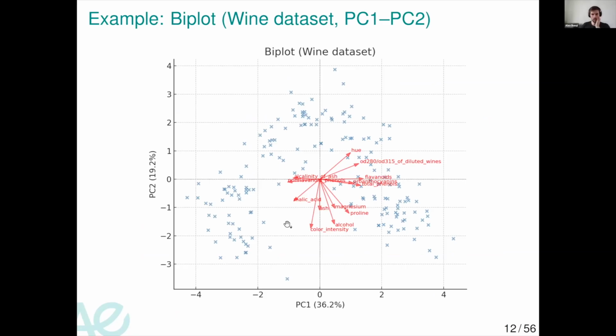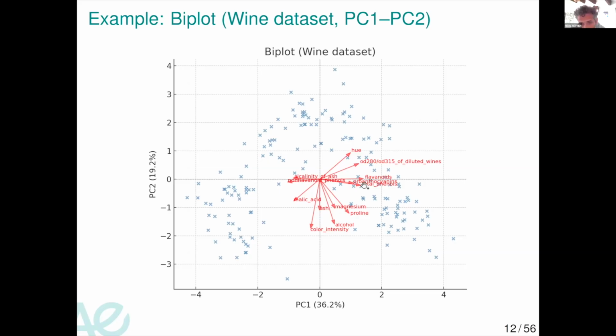Oh yeah. So in this plot, I have 13 variables, and the arrows in red, the length of the arrow is proportional to the importance of the variable on the components. Okay, I see. So, for example, here you could see that on the first axis you have the flavonoids variable.